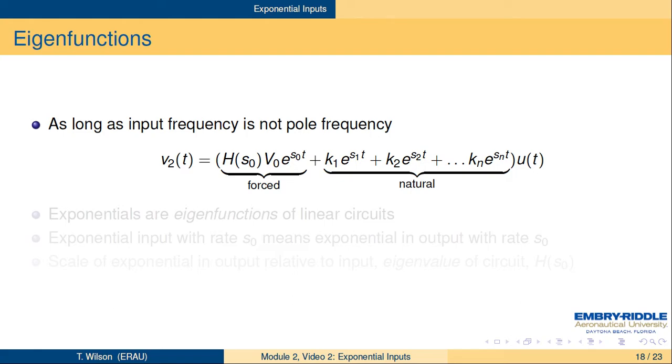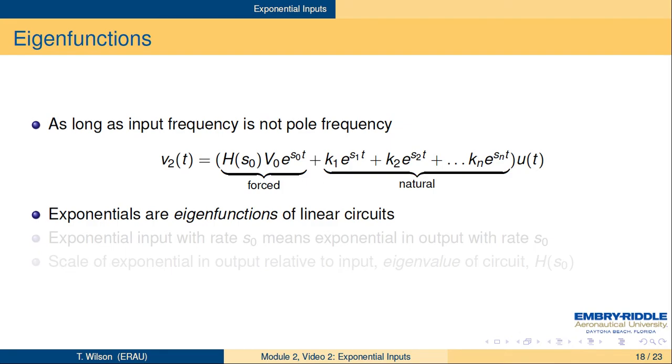So as long as the input frequency is not a pole frequency, the output is going to have the form H of s naught, that's a number, times v naught, e to the s naught t. So the amplitude of the input exponential in the output is going to be H of s naught v naught, plus the natural response terms, k1 e to the s1 t all the way up to k sub n e to the s sub n t.